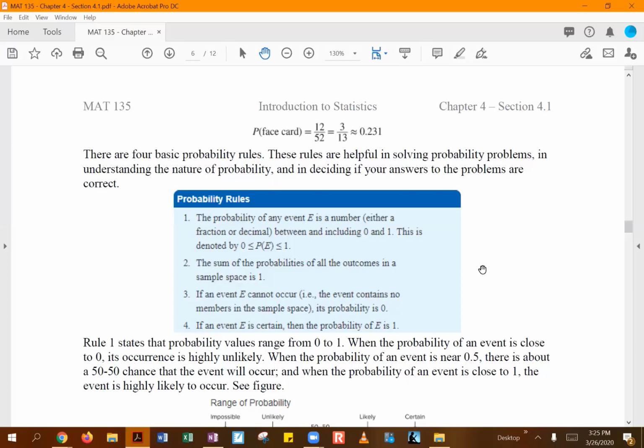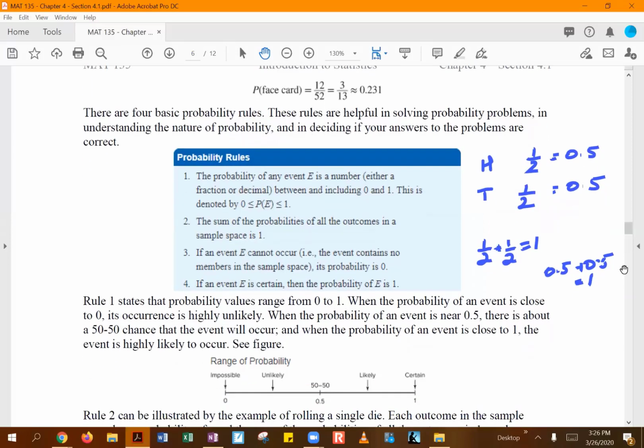So again, think about tossing a coin. The probability of getting a head is 1/2. The probability of getting a tail is 1/2. If I add 1/2 with 1/2, I get 1, right? You can do the same thing with the decimal. If you add 0.5 with 0.5, you still get 1. So that's what they're talking about here in rule 2: the sum of all probabilities in the sample space is going to be 1.